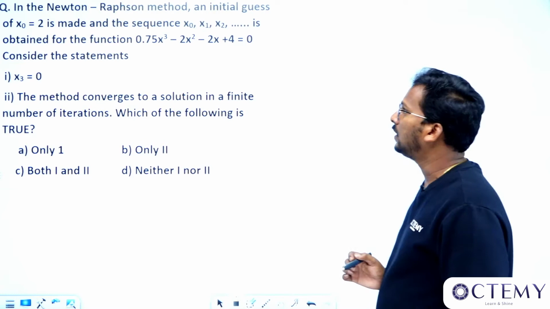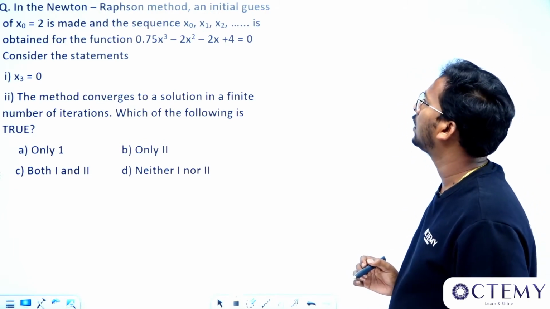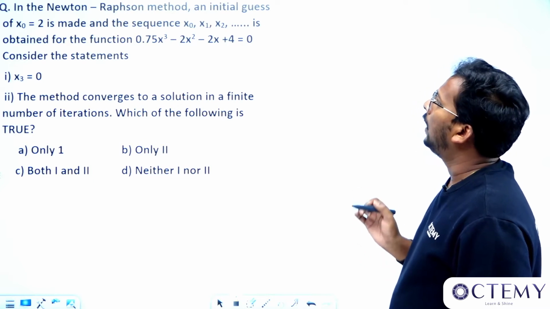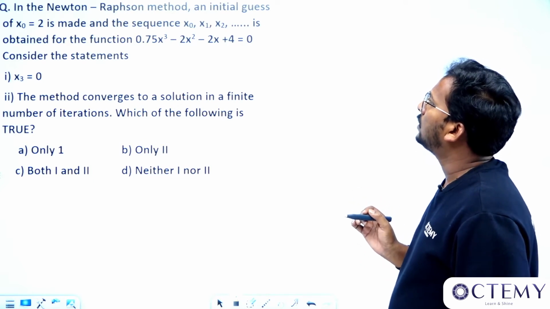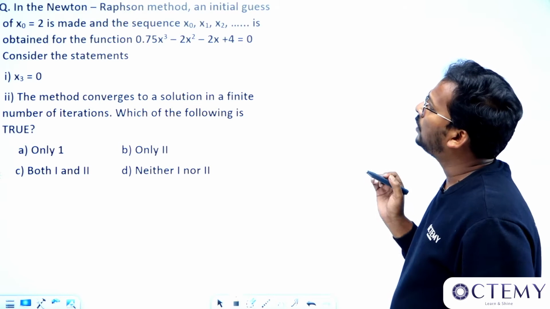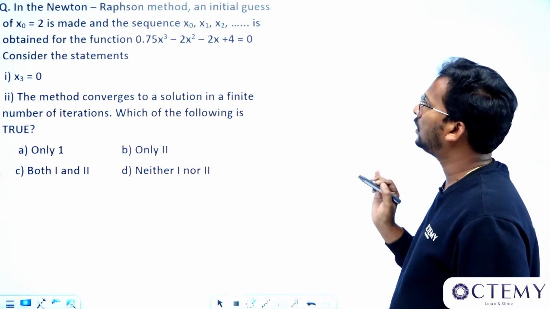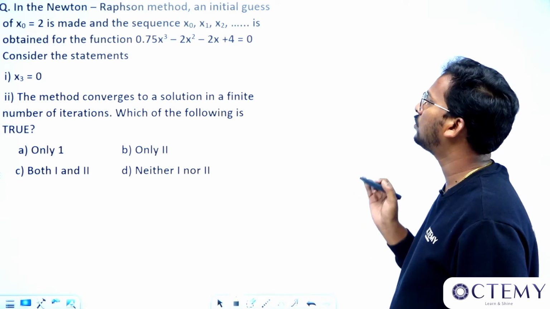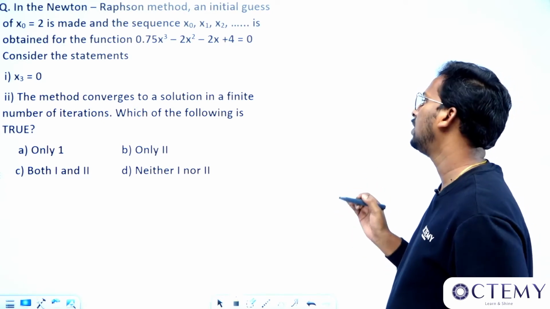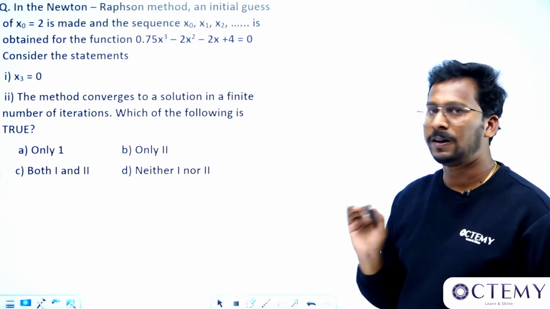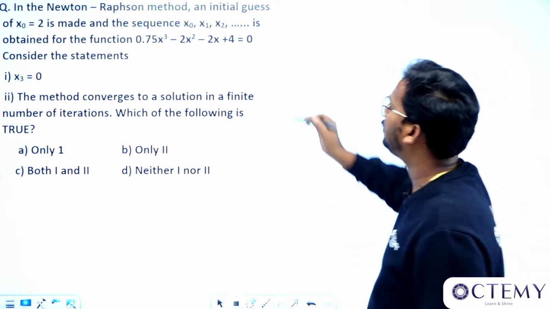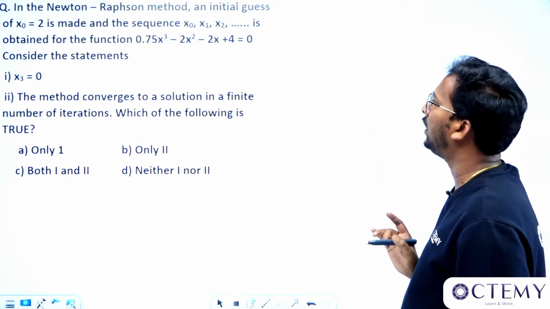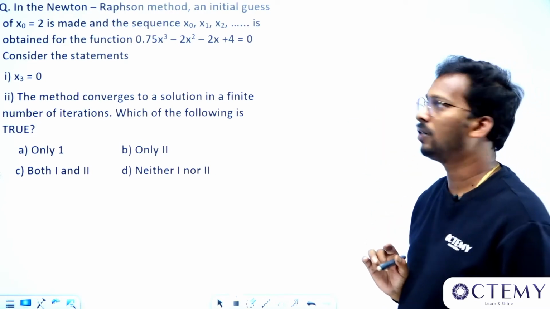In this question, he is saying that in the Newton-Raphson method, an initial guess x naught is equal to 2 is made, and the sequence x naught, x1, x2 and so on is obtained from the function. Consider the statements: x3 is equal to 0, and the method converges to a solution in a finite number of iterations. Which of the following is true? Very good. So we have to find whether this converges or not, and also whether the value of x3 is 0 or not, right?